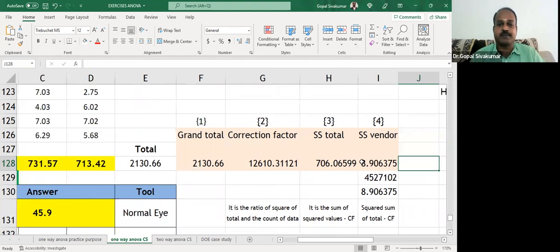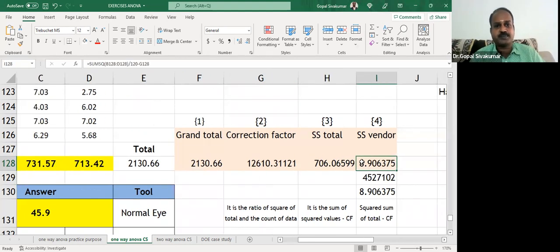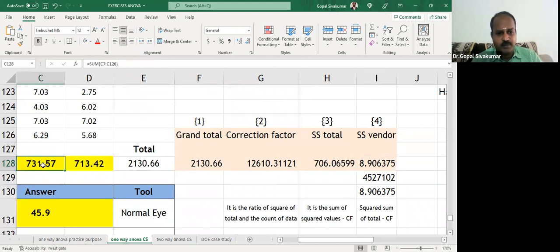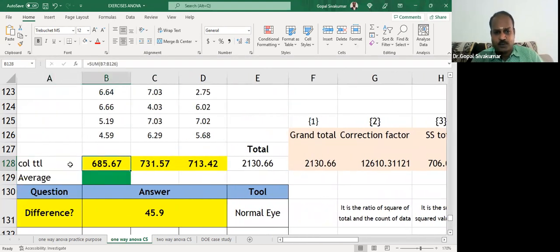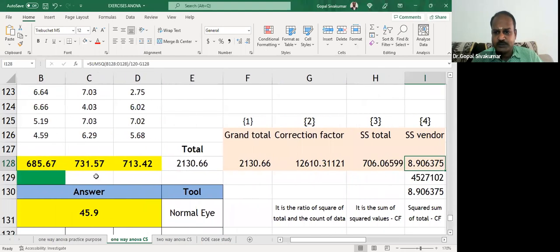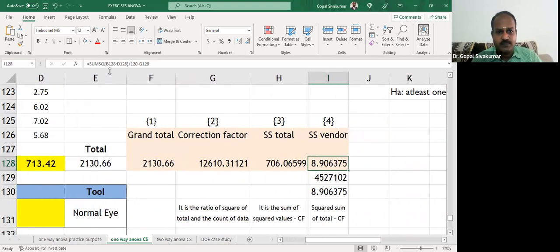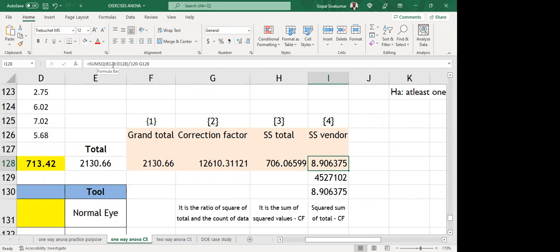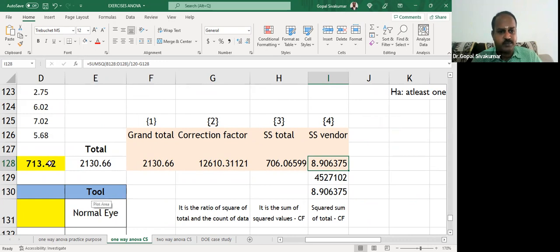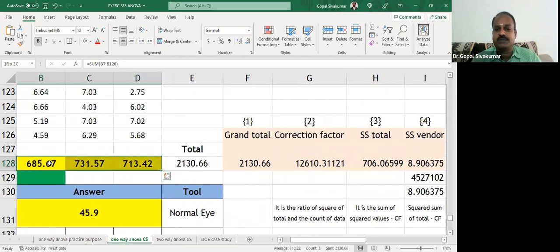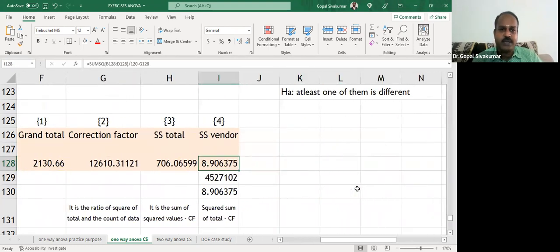Now come to vendor sum of square. When it comes to vendor sum of square, each vendor total, we squared, am I right? We squared, see here, the formula is available. Squared sum from the B128 to D128. B128 to D128 is nothing but these three values. You square them, sum them, and then you divide by 120.